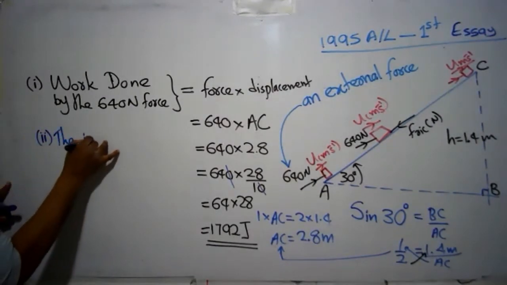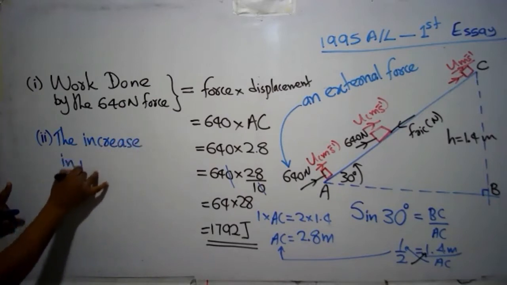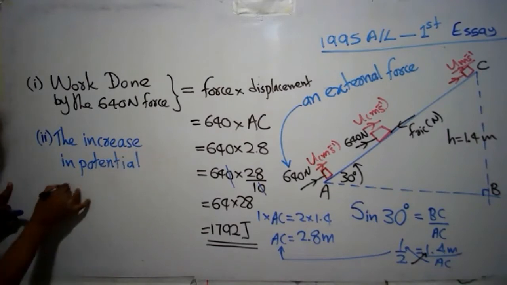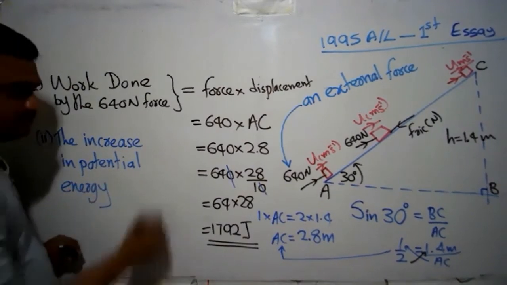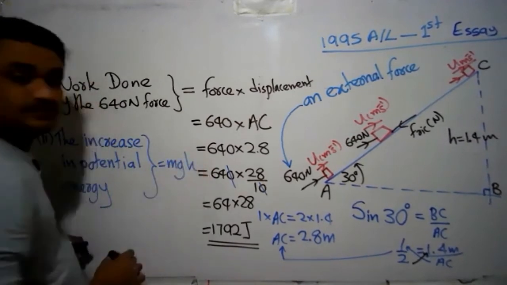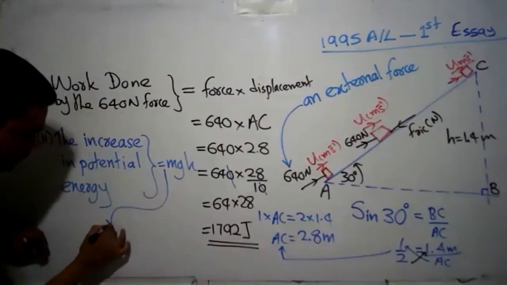The increase in potential energy of the box equals mgh. As I do not have enough space to write here, I'll put the X mark here and do my calculation here.